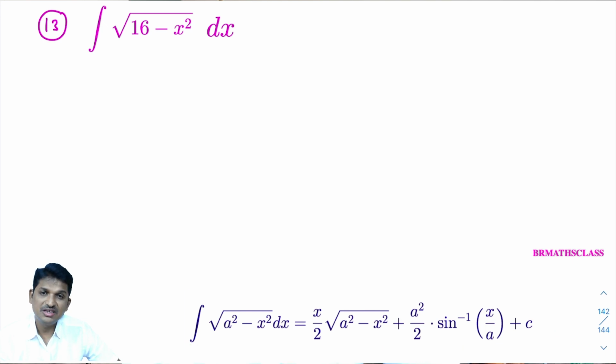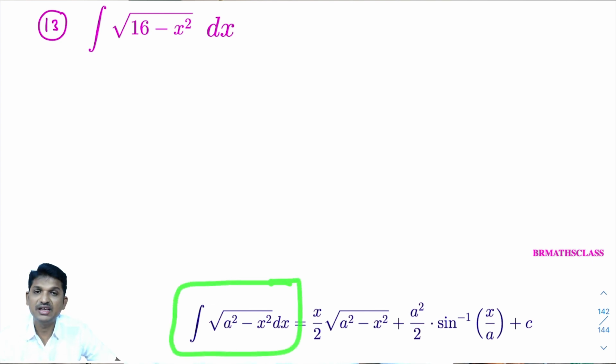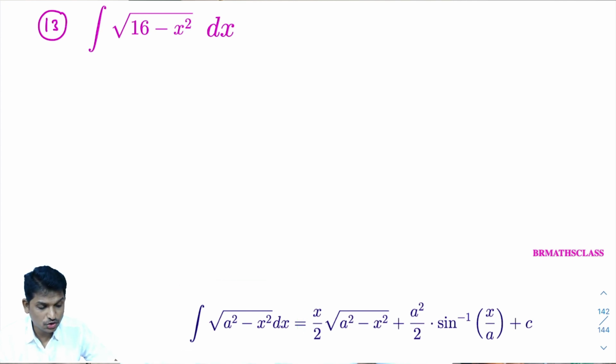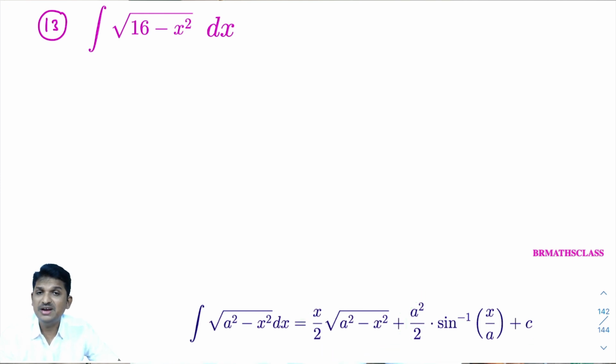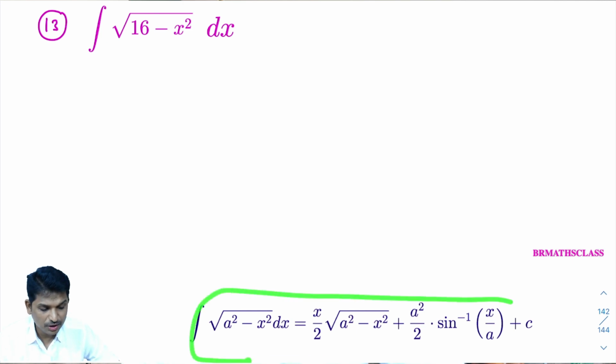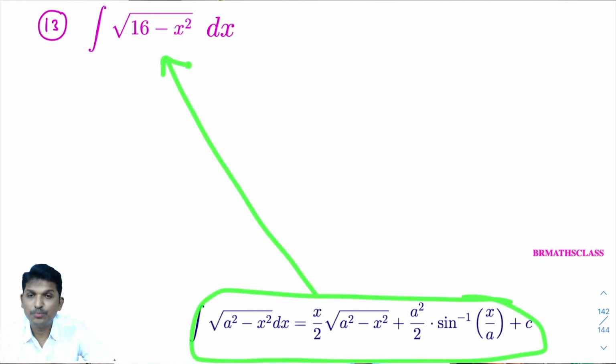What is the difference between this problem and the problems we did till now? In previous problems, 1 divided by root over a square minus x square, that type is there. But here 1 divided by is not there. Integral of root over a square minus x square dx. You need to memorize this formula. What is this formula? x by 2 into root over a square minus x square plus a square by 2 into sine inverse of x by a plus c. Spend some time to learn this formula. Once you learn this formula, then we can do problems like this.